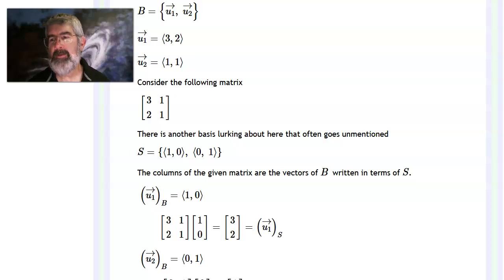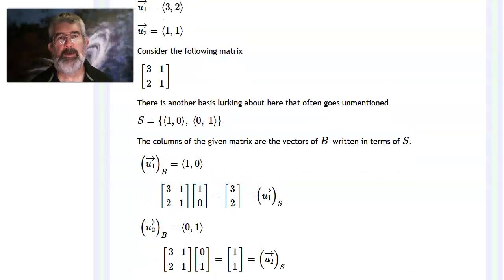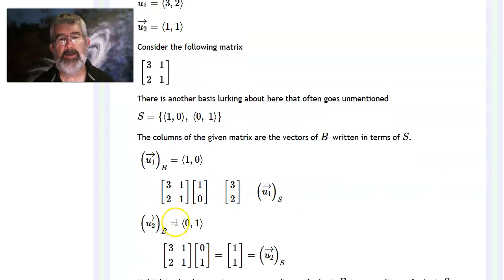Likewise, if we did it with u2, u2 would be (0, 1) when you're talking about coordinates with respect to basis B, because it's 0 times u1 plus 1 times u2. If I multiply this matrix times (0, 1), I get the second column here, (1, 1), which is the coordinates of u2 with respect to the standard basis.